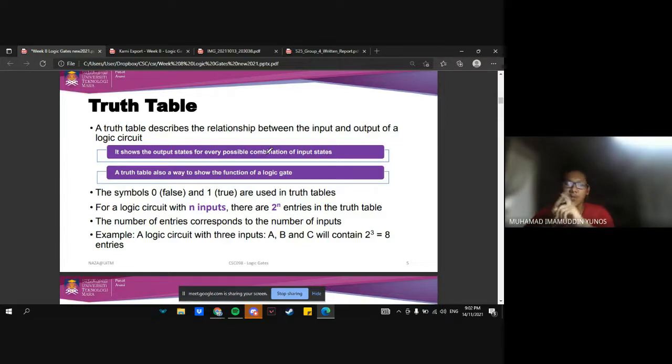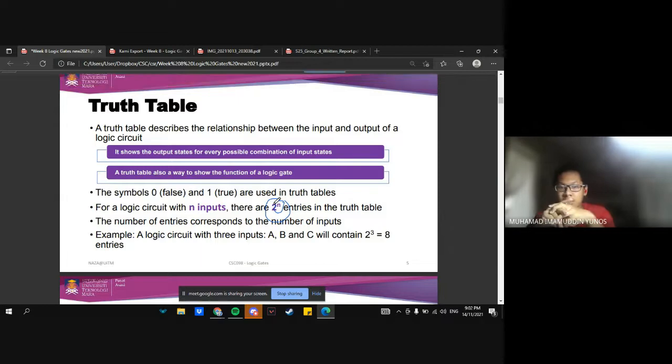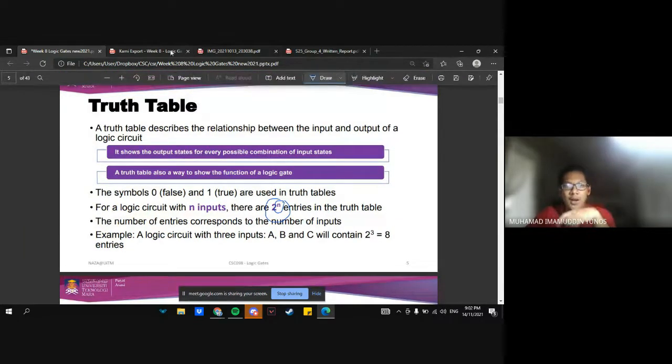If we have one input, the output will be 2. If we have two inputs, we will have 2 to the power of 2 equals 4 outputs. If we have 3 inputs, 2 to the power of 3, we will have 8 outputs. The output here means the row. I will show you an example here.